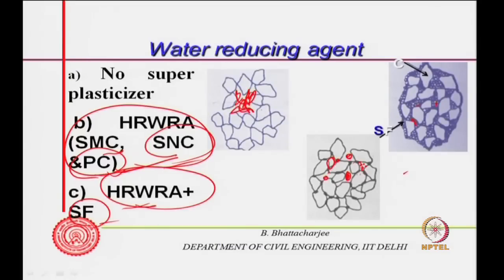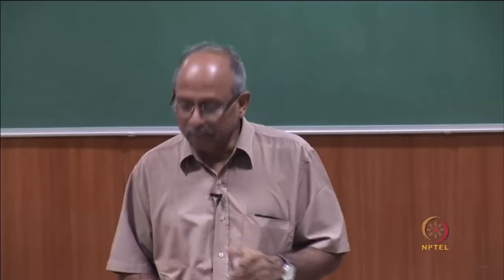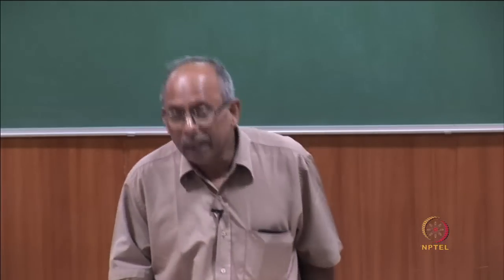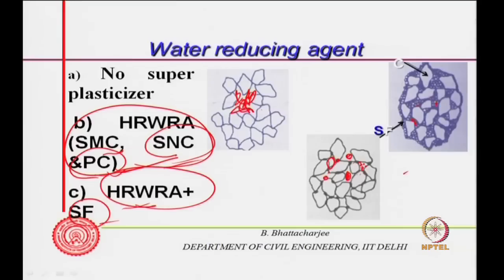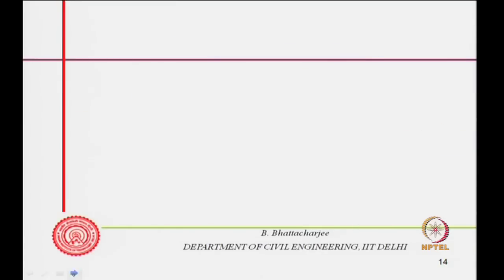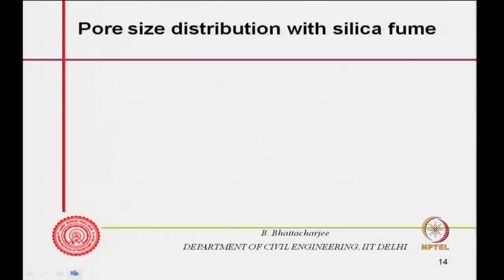So, in the bulk paste you will have reduced porosity as well as pore size reduction because of two effects. One is a filler effect, the other is a secondary pozzolanic reaction effect. So, they will get in and fill those spaces. As the hydration occurs, they will further improve this situation. So, that is why you need this system to get high strength concrete.